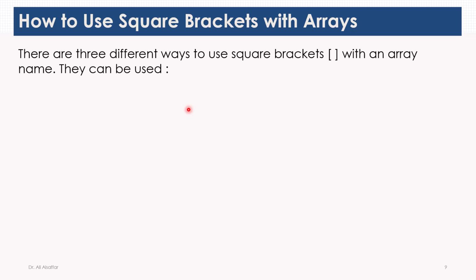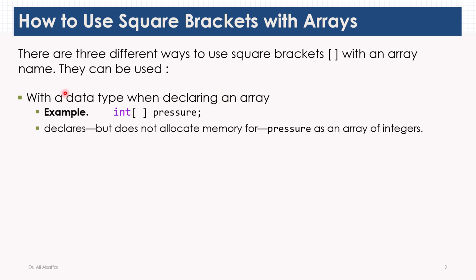You have seen that we were using square brackets with arrays in many situations. There are three different ways, in fact, to use square brackets with an array. They can be used first in the declaration, with a data type when declaring an array, either a primitive type or a user-defined class. So this is one way to use square brackets in the declaration of the base type. But the use of these square brackets in the declaration does not allocate any memory for the array.